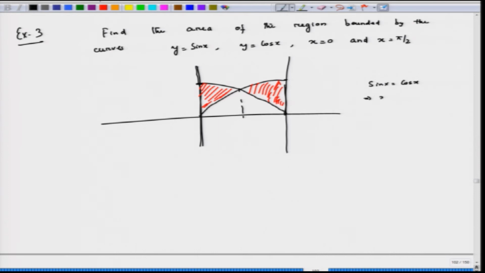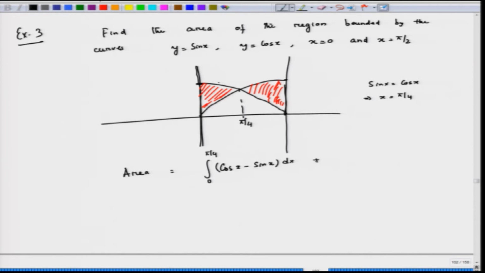This will imply that x is equal to pi by 4, and we are only interested in the range from 0 to pi by 2. So, this is pi upon 4. Therefore, the area is equal to, we can take 0 to pi by 4. Here in this picture, you see up to 0 to pi by 4, cos x is dominating sin x. So, therefore, this is the integral of cos x minus sin x dx.